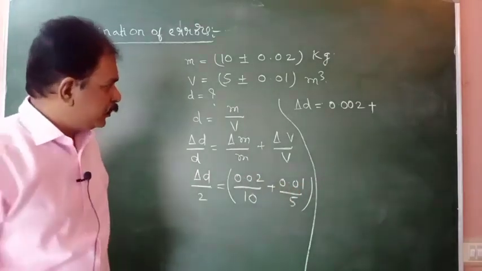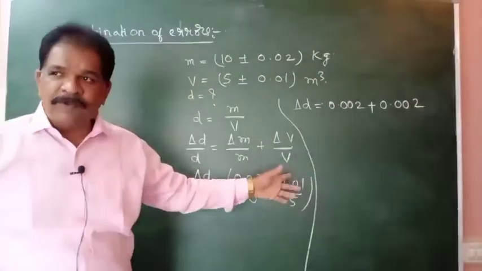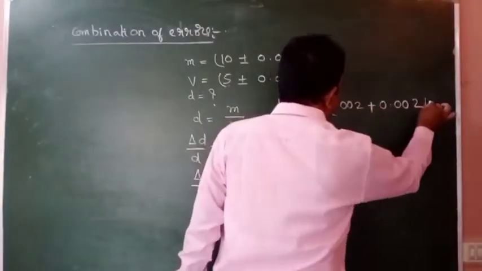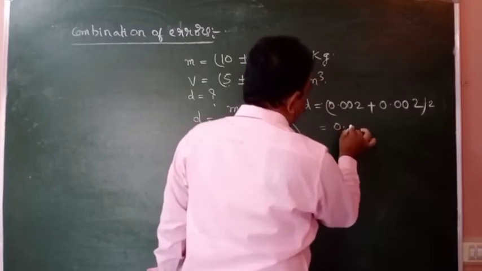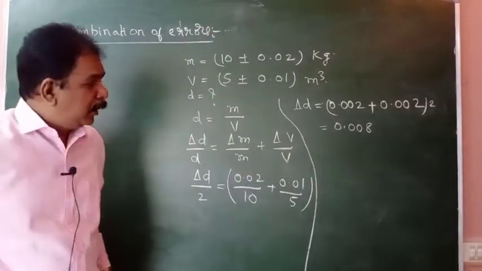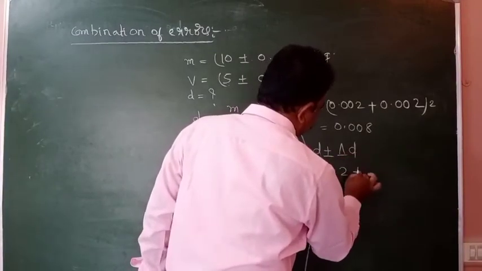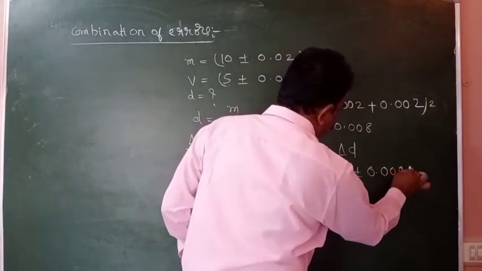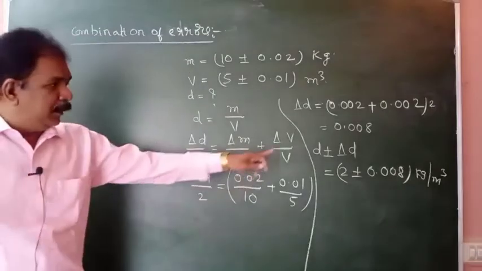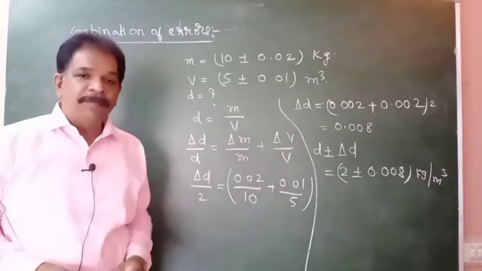This value, how much? 0.002. 10 by 5 means 0.2 by 2. This 2 is there here. So 0.004 into 2 means 0.008. So what is the density value then? D plus or minus delta D is equal to 2 plus or minus, delta D value we calculated, 0.008 kg per meter cube.